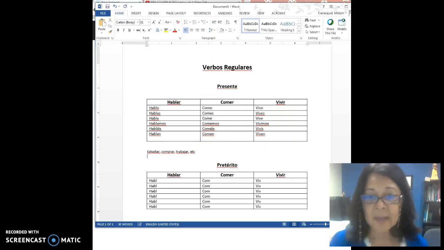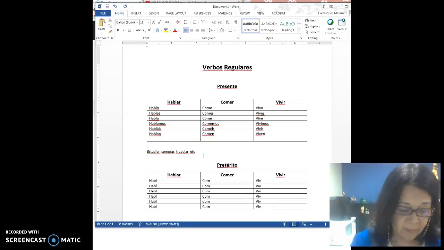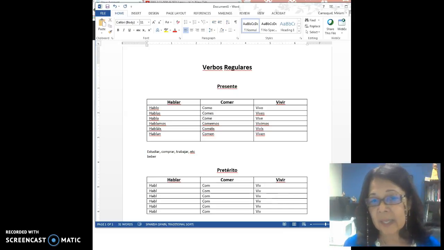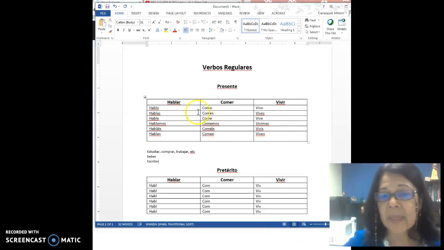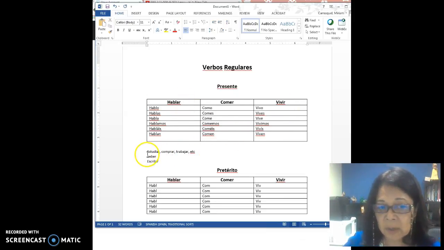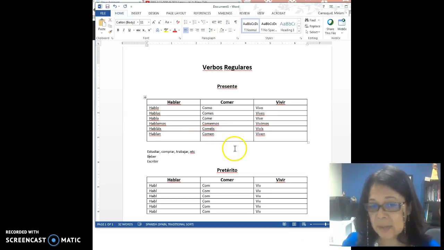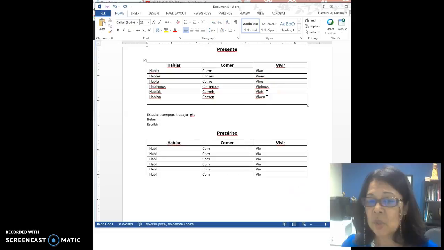So if you look for verbs like comer, you can probably think of beber, right? Beber. And if you want to look for verbs that end in IR, I can think of escribir, for example. Okay? And that is the way you are going to be conjugating regular verbs. And this is all that we expect you to do in lesson 6. So keeping that in mind, we now move on to the past tense.